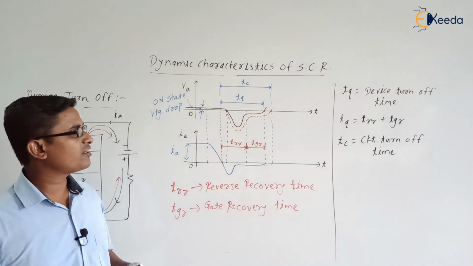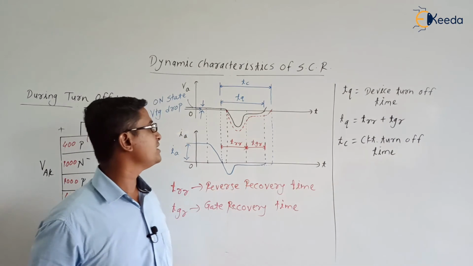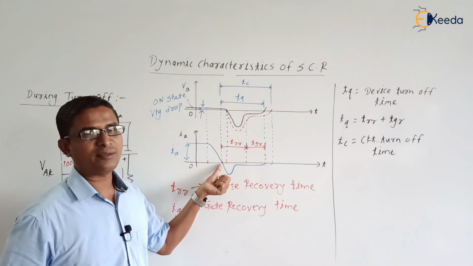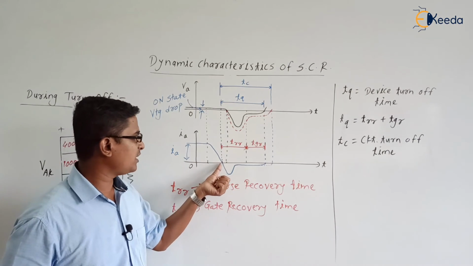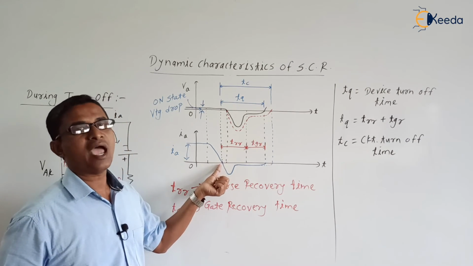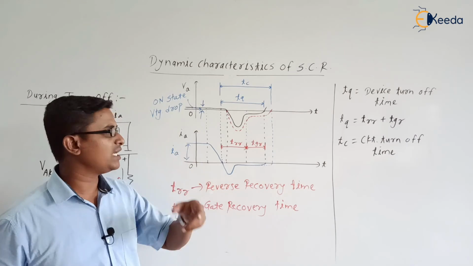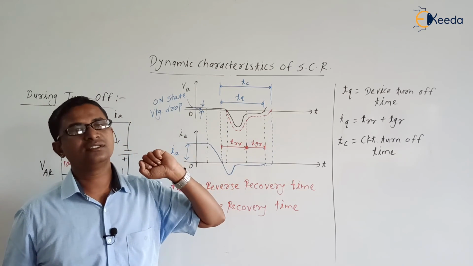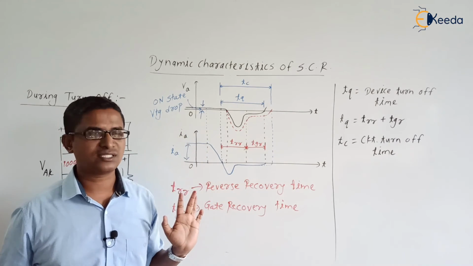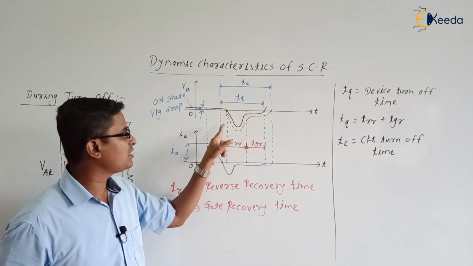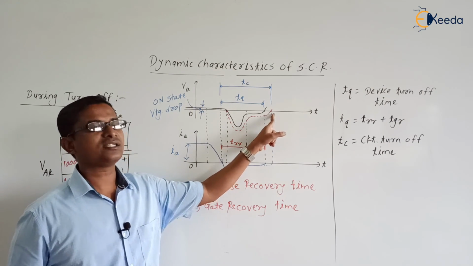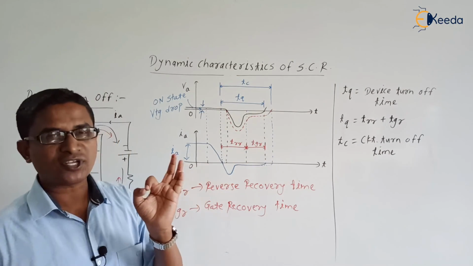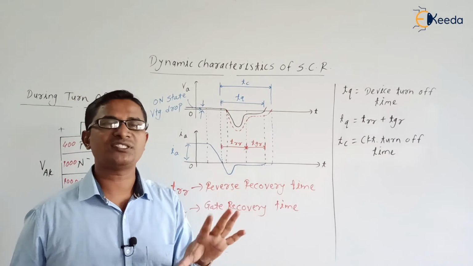It is the time instant measured from the instant at which anode current is 0, and the reverse voltage is maintained across the SCR, right? So from this instant till the reverse instant is nothing but your TC. TC is the circuit turn off time.